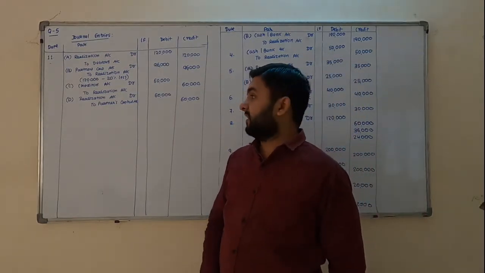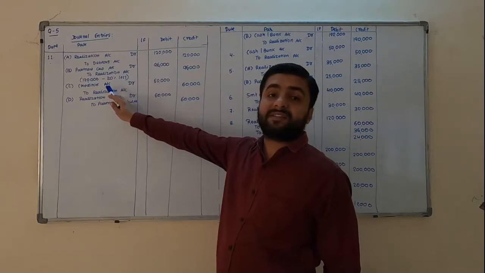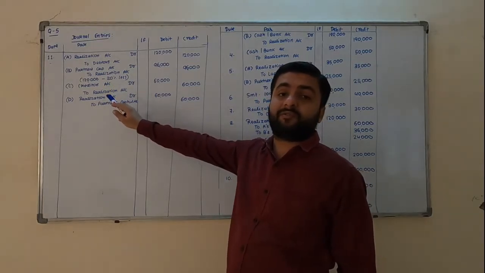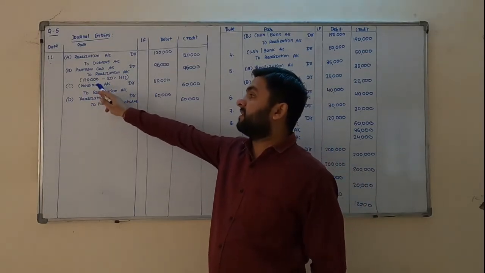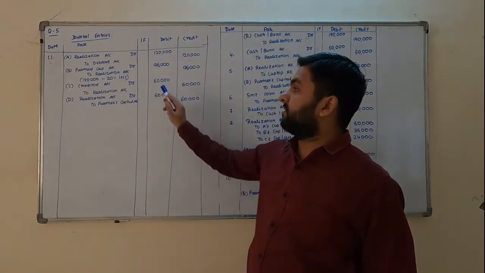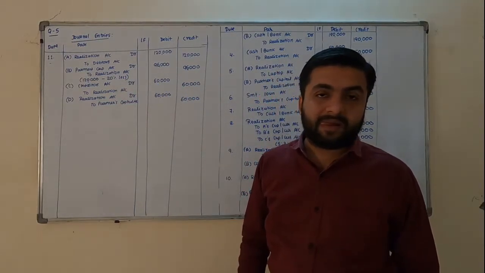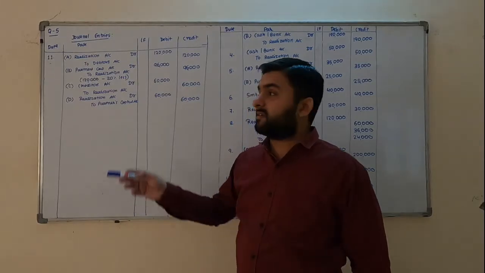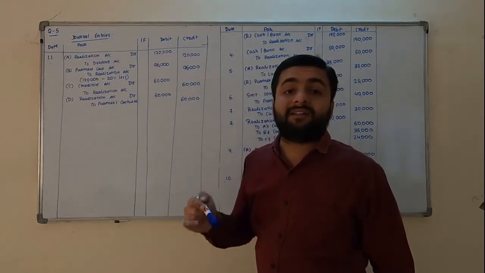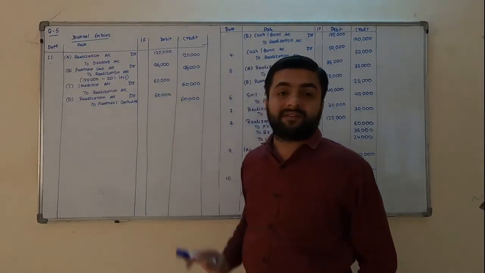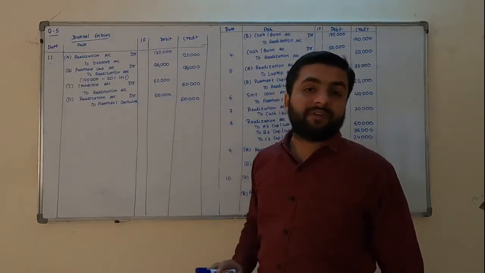Then we are closing the creditors at their book value. Creditors is a liability, it has a credit balance. So to close it, it should be debited. Creditors account debit to realization account 60,000 at its book value. Now if we are paying the creditors, then realization to cash bank. But if the partner is taking over, then realization to partner's capital at their book value.